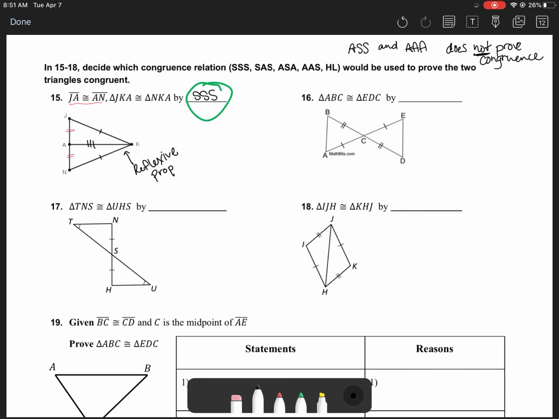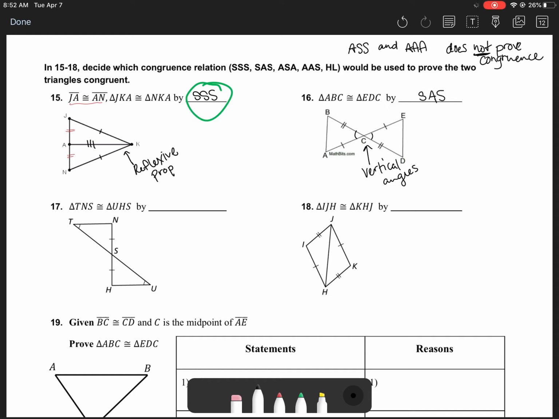For 16, I'm given that the triangles are congruent, and I'm missing one piece of information. I need three pieces of information. Well, I have a side, a side. I also have these triangles intersect, sort of. They touch. And so that gives me a piece of vertical angles, and vertical angles are congruent. So because of that, I then have side, angle, side.